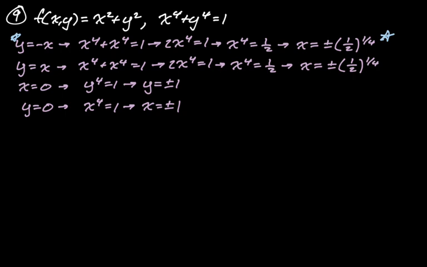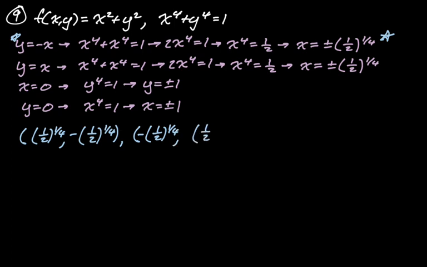All right, so if y is equal to negative x, we get plus or minus 1/2 to the 1/4, right? So that'll give us 1/2 to the 1/4, and then negative 1/2 to the 1/4. That'll also give us negative 1/2 to the 1/4, comma 1/2 to the 1/4, right? Because y is equal to the opposite of whatever x is. So that's from the first one.